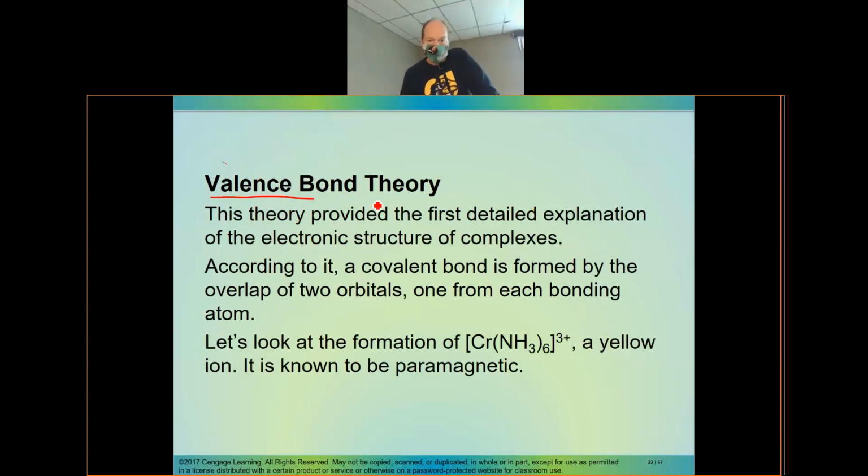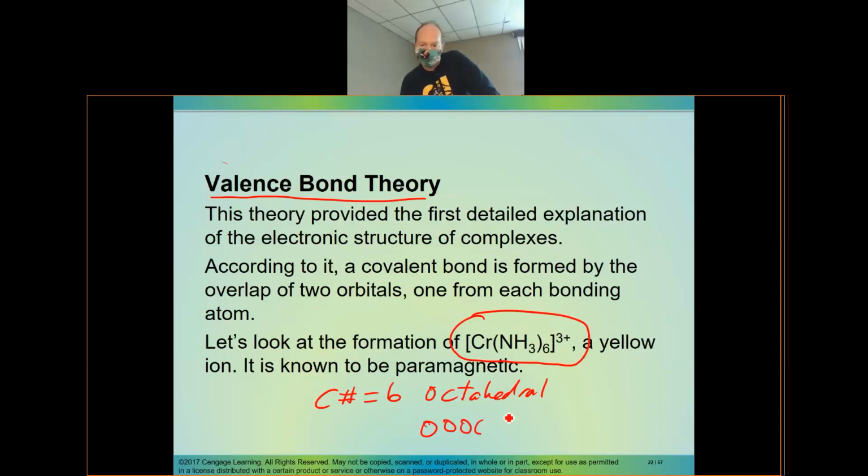All right, the valence bond theory. So we're going to look for the formation of this complex. And so this one is a coordination number equal to 6, and it's octahedral. Now we're going to look at our 5d orbitals, and we are going to split that in our crystal field theory. The 5 are not at the same energy. We have 3 of those orbitals at lower energy and 2 of those orbitals at higher energy.